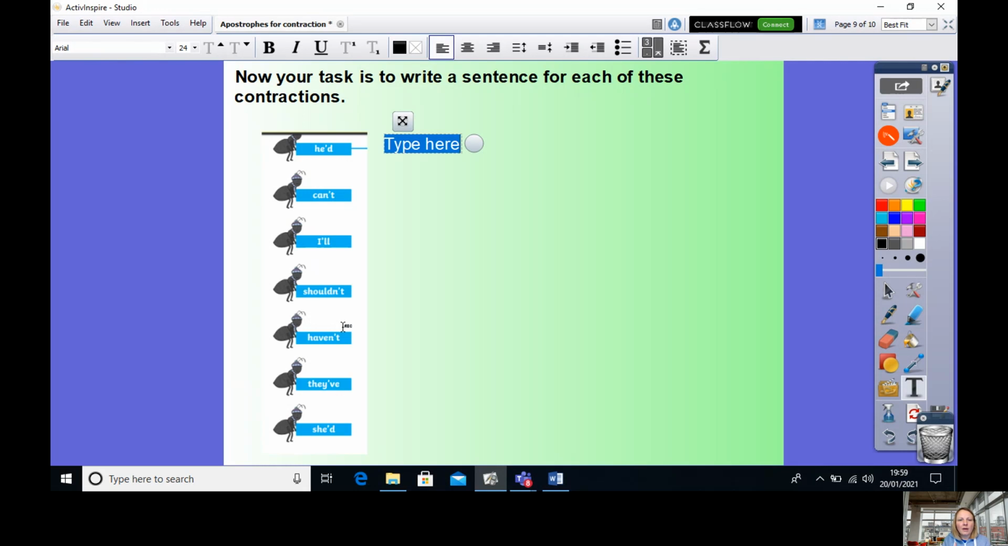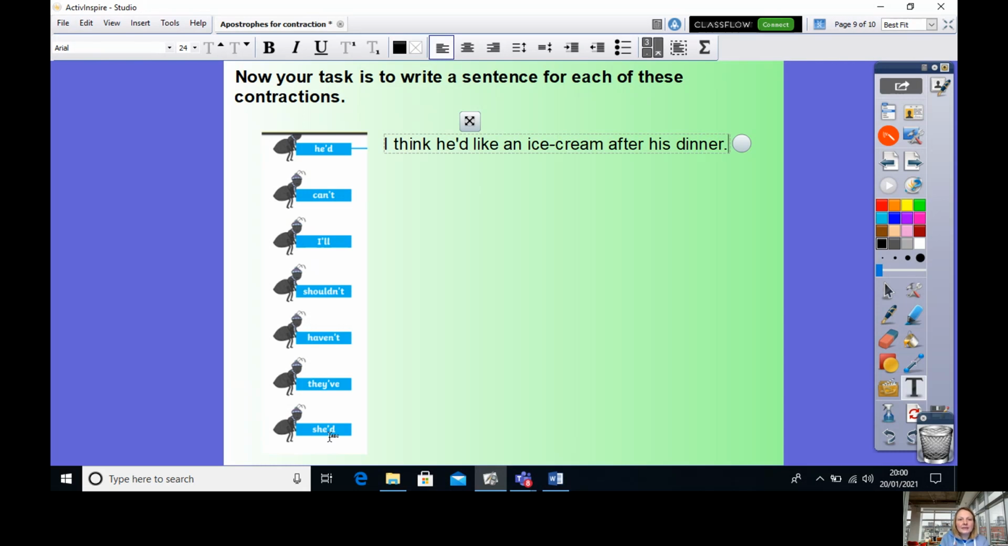So if I was writing he'd, I might write, I think he'd like an ice cream after his dinner. So I think he would like an ice cream after his dinner. Okay, and I've contracted that into he'd. So then you will need to write the next 6 sentences onto your sheet or into your book.